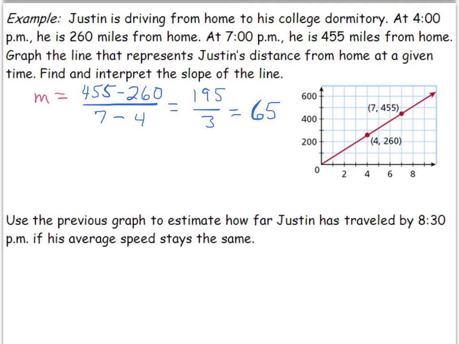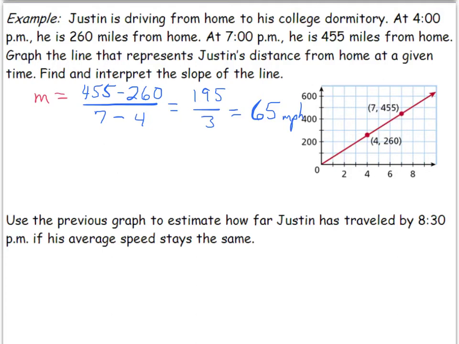Now, what does that mean? The values along the bottom represent our time, and the values on the y-axis represent our distance. So we're really working with miles and hours. If we take the slope, what we have on top is miles, and what we have on the bottom is a change in hours. So we really are working with miles per hour. Interpreting his slope, we know that Justin is traveling at 65 miles per hour on average from 4 p.m. to 7 p.m.